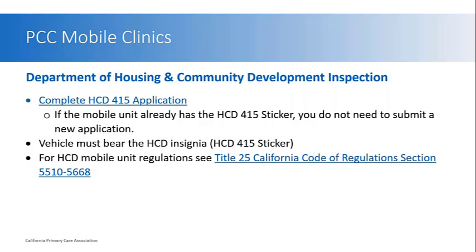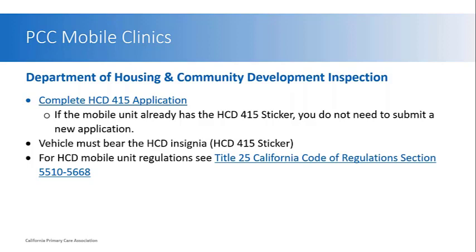As part of the application, CAB also requires providers to submit proof of HCD 415 inspection by the Department of Housing and Community Development. The HCD 415 insignia is a sticker that must be displayed on the vehicle as it signifies that it passed inspection. The insignia is valid for the life of the vehicle, so if you inherit a mobile unit that already bears the insignia, you do not need to go through the inspection. The HCD 415 insignia is required on all mobile units, regardless of clinic licensure status.